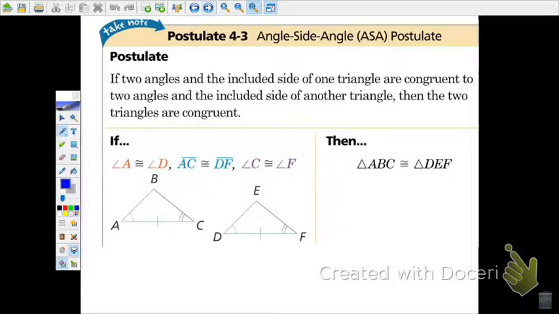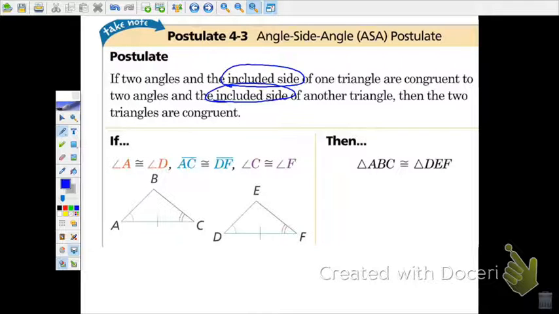So, looking at angle, side, angle, if you open up that flap, it says if two angles and the included side of one triangle are congruent to two angles and the included side of another triangle, then the two triangles are congruent. So in your interactive notebook, you have two triangles. Mark the sides that you see marked up here on the board.